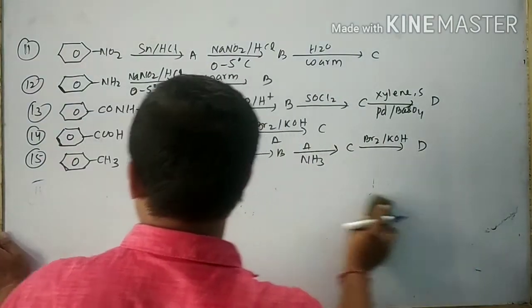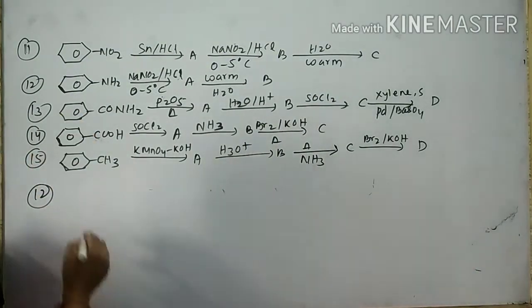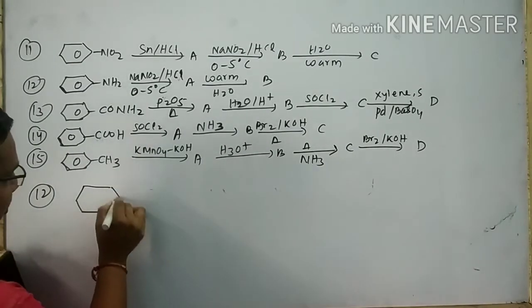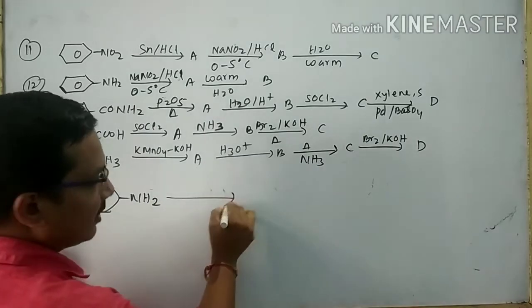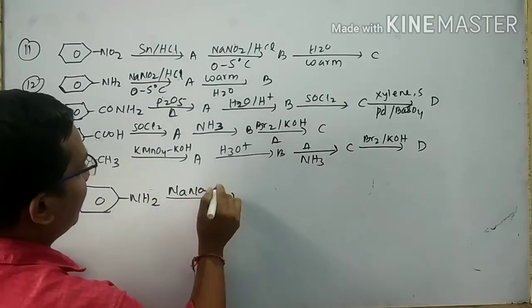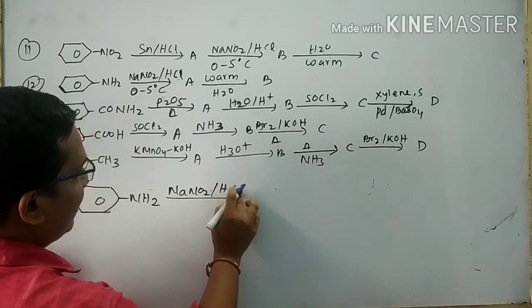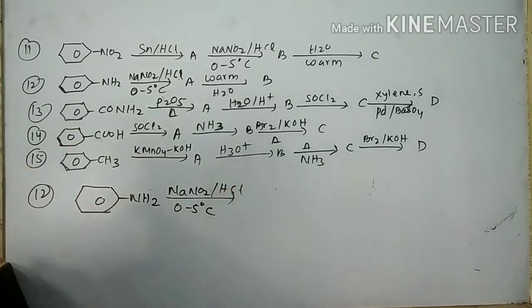Now I will do question number 12. In question number 12, aniline is given. This is the structure of aniline. It is subjected to reaction with NaNO2 in the presence of HCl at 0 to 5 degrees centigrade. Then A will be formed.